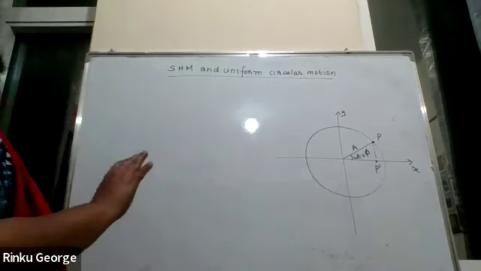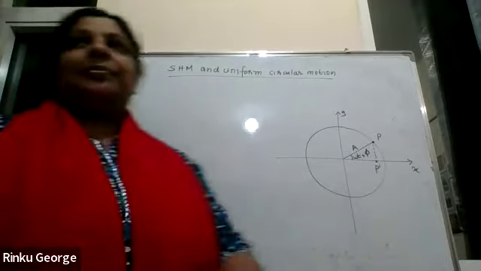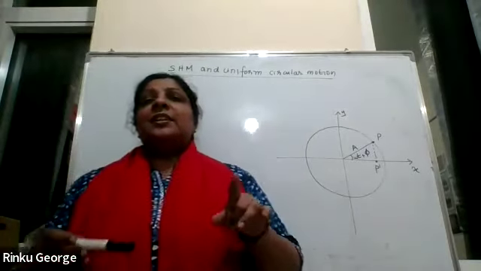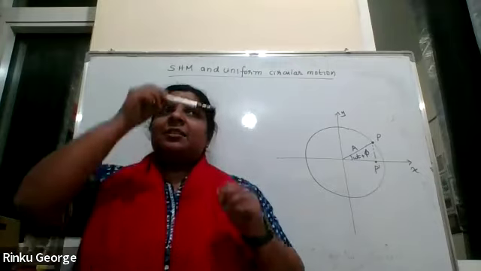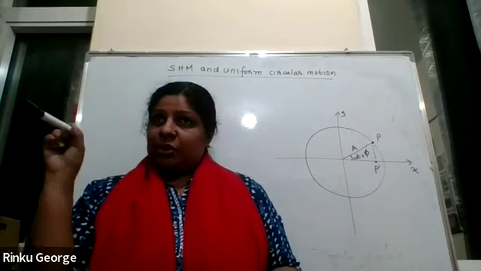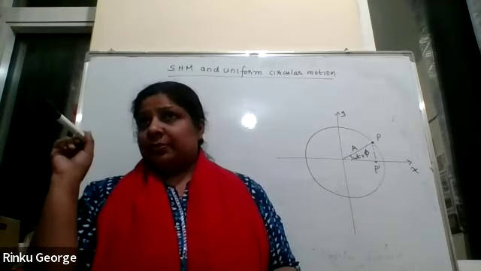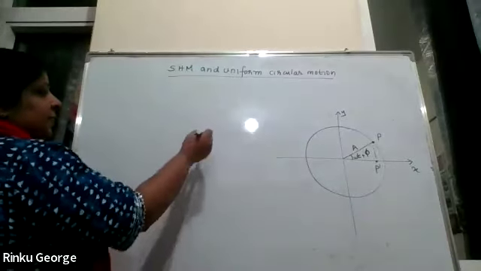Okay, all of you listen. Here we are going to find the relationship between circular motion and SHM. SHM means it is to and fro. Harmonic motion is a to and fro motion. Now listen.